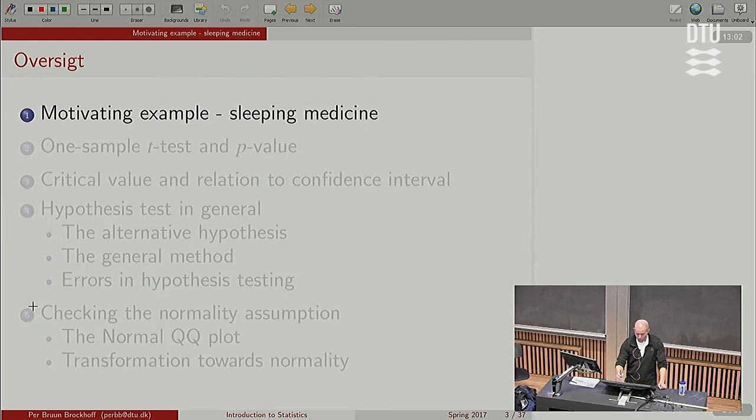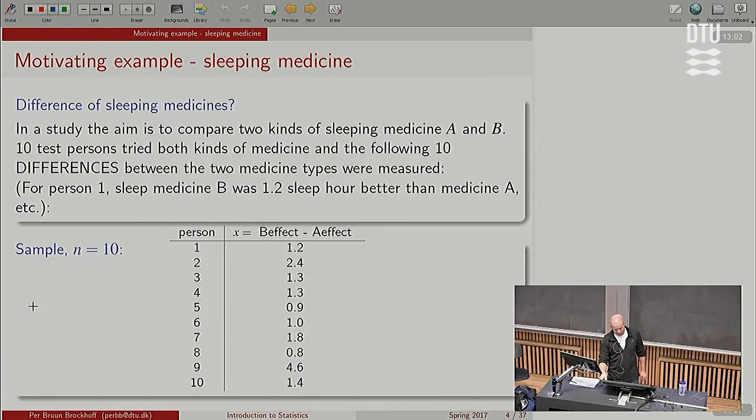So, motivating example. Let's look at this little story. The question is whether two different sleeping medicines, whether we have any difference. So we are a sleeping medicine producing company, say. And we have two options to go for. And we'd like to test those two options. Or we test our product prototype with a competitor's prototype, for instance. That's another situation. We have two kinds of sleeping medicine, A and B.